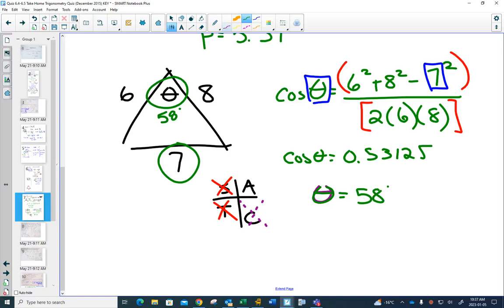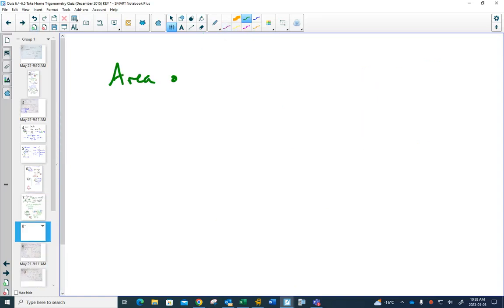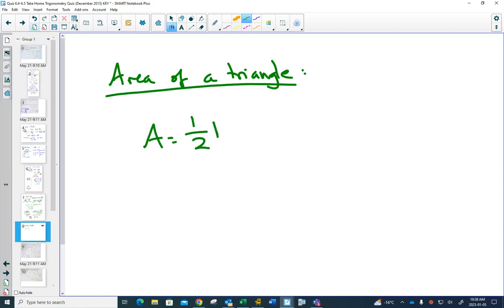The last thing that I want to do as part of the review that we looked at in this unit is finding the area of a triangle. Up until now, you have only had this formula, 1/2 base times height, for the area of a triangle. That formula only works if you know a height. I could do this triangle because I have the 5 as the height.